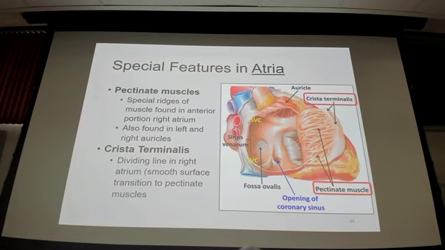atrium. There are also pectinate muscles in the right atrial appendage or auricle, right, and in the left auricle, but not in the left atrium. Okay, we're going to get to that. I just wanted to bring it up.